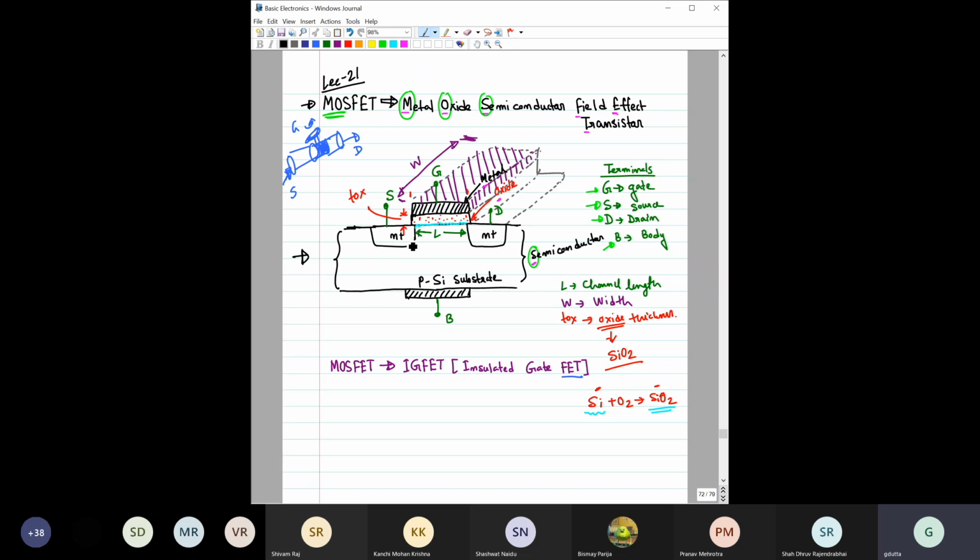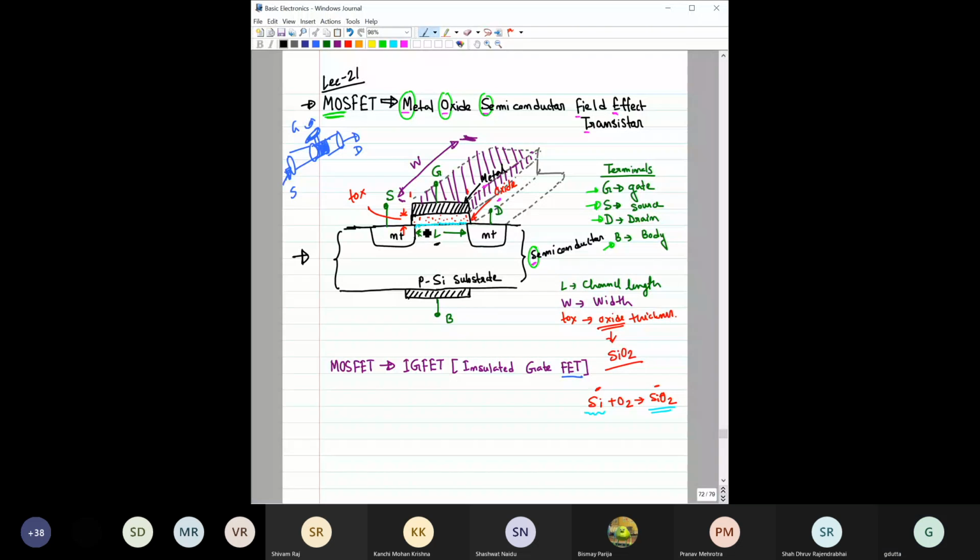We have seen and discussed the MOSFET structure, where there are three important dimensional parameters. One is L, the length or the gate length of this MOSFET. The other one is W, which stands for the width of this MOSFET. And the third parameter is TOX, that is the oxide thickness.